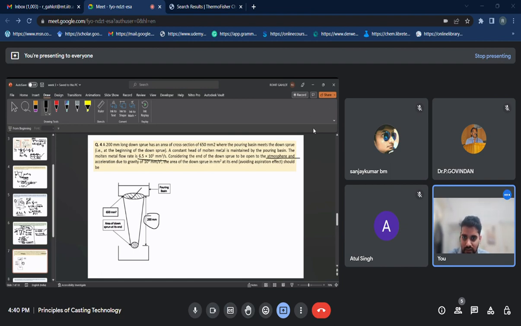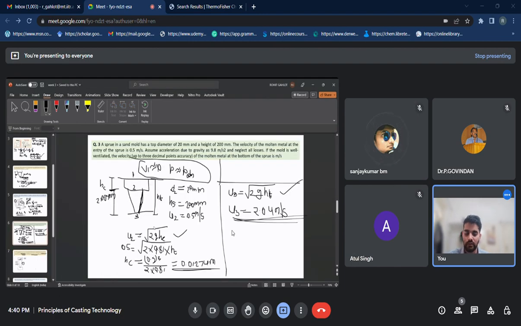Again the assumption is the same: if you write the Bernoulli equation on both sides, P atmospheric will cancel out. And the acceleration due to gravity is 10 to the power 4 mm per second square. The area of the down sprue in mm square at its end, avoiding aspiration effect, should be? So please try this. It is also the same problem, only a recapitulation of the application of Bernoulli and all.